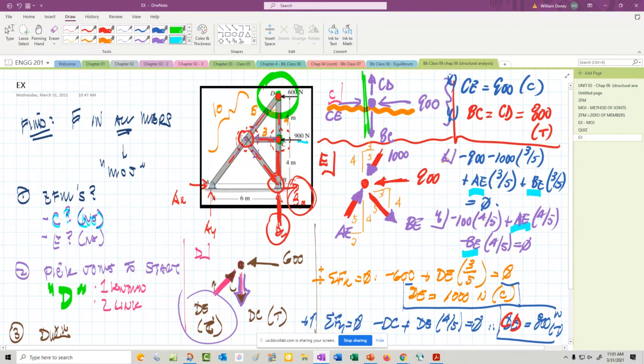Another equation, two unknowns, but I do have two equations, 1 and 2, that I can solve simultaneously and have some things drop out. If you go through that, I think what you're going to end up with, if I did it correctly, is that AE is 1750 in compression, and BE is 750 in tension. Again, tension because it's pulling away from the pin. It's trying to set it up to make it look like this, where the pin ends up on the outside.